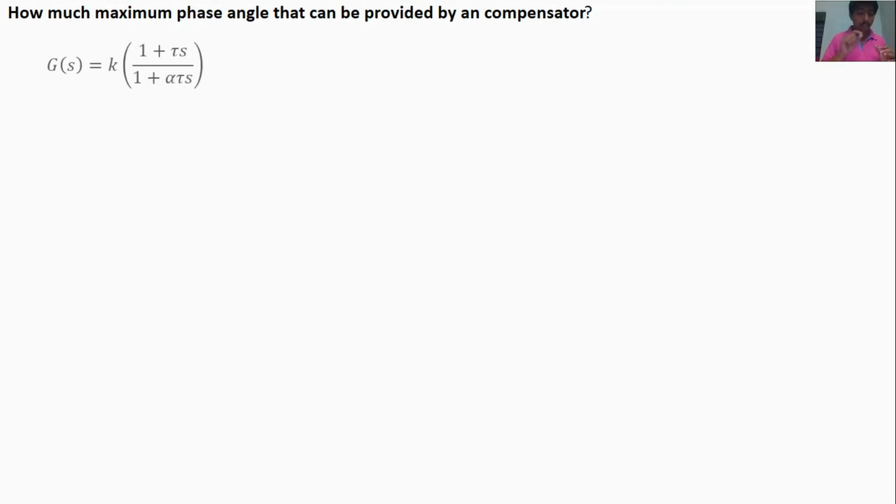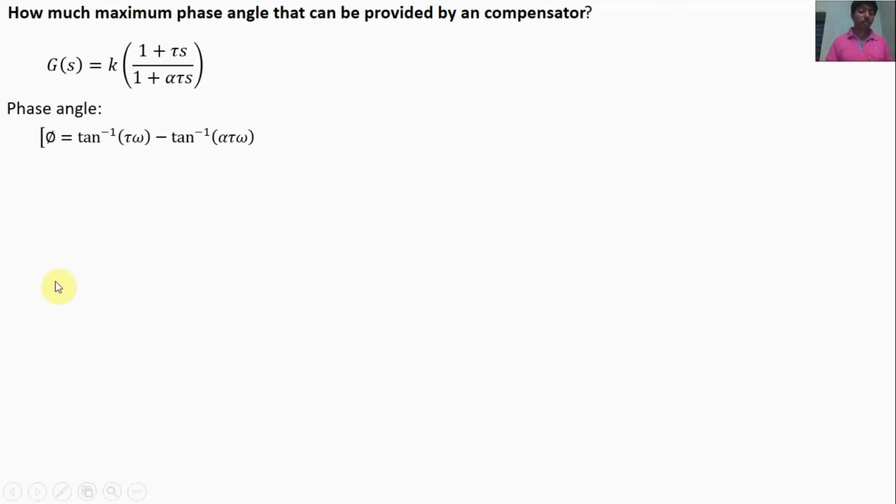Let us take the system G(s) equal to K into (1 plus tau s) divided by (1 plus alpha tau s). Find the phase angle. Phase angle phi is equal to tan inverse of tau omega minus tan inverse of alpha tau omega. We know the mathematical condition for maxima: we have to differentiate the phase angle by the variable.